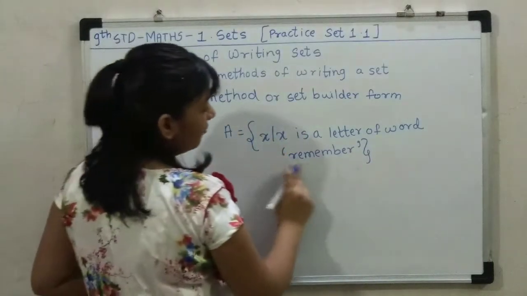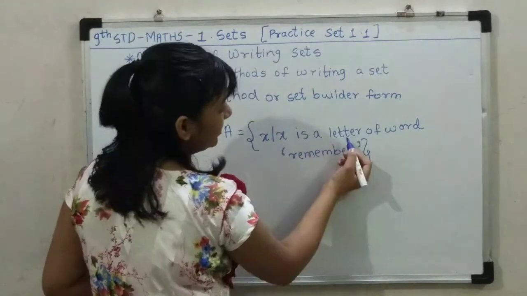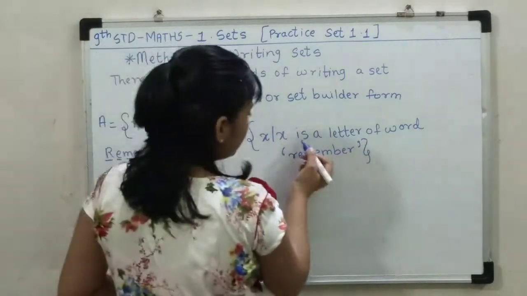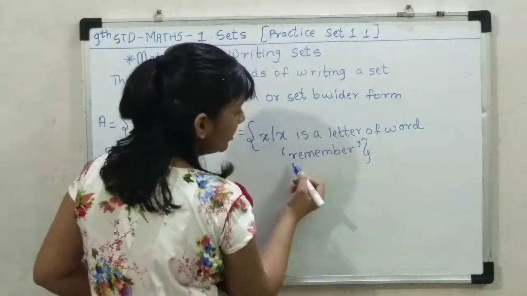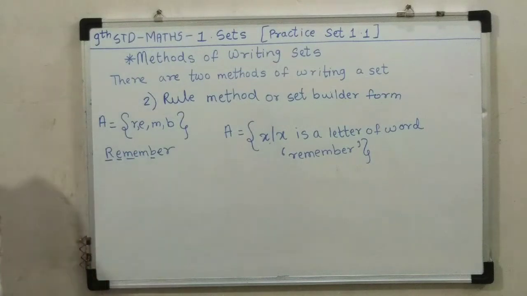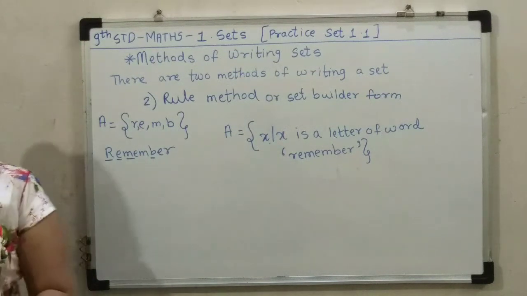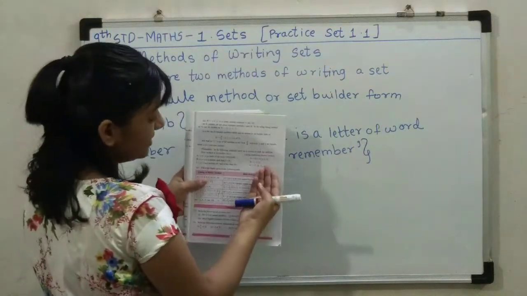Here the letters are many, but R will not come again. X is a letter of the word, and here always singular is used. So X such that X is a letter of the word remember. Like this we write the rule method or set builder form. In the textbook, on page number 3, they have also distinguished the rule method and the listing method.